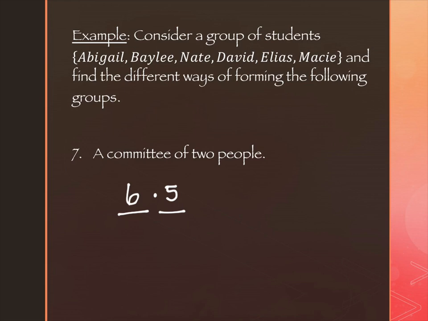Why in the world am I getting 30 instead of 15? You're accounting for duplicates. We're counting duplicates. I duplicated everybody. When I listed 6 times 5, it means I listed Abigail Bailey and I listed Bailey Abigail. Those aren't different groups of people for a committee because they don't have roles assigned. So when I have a committee on this one, I would actually have to divide by 2, and the reason is that I'm going to remove double counts.